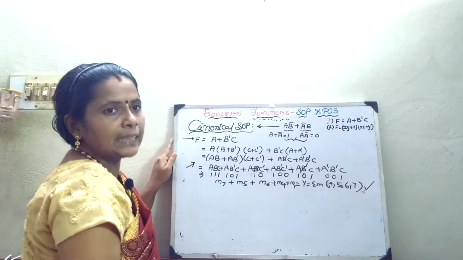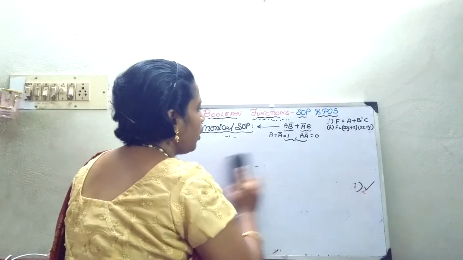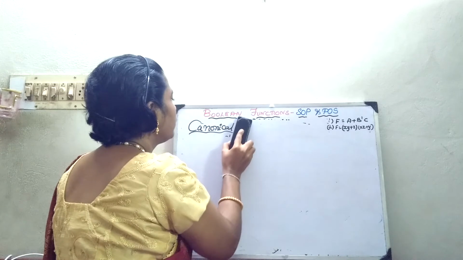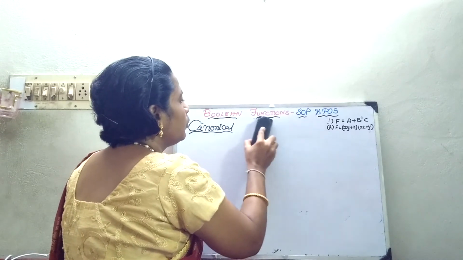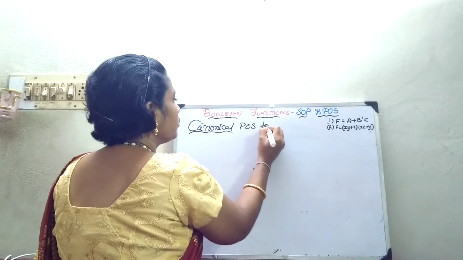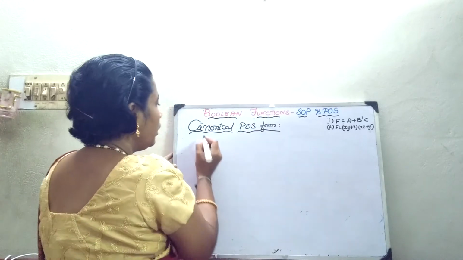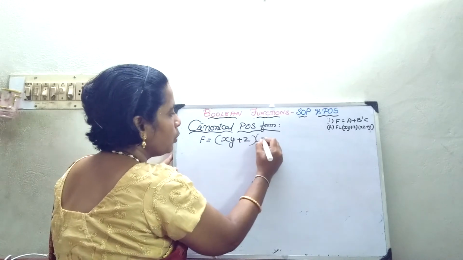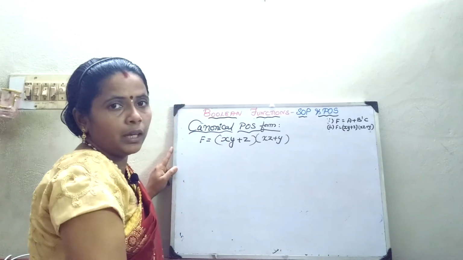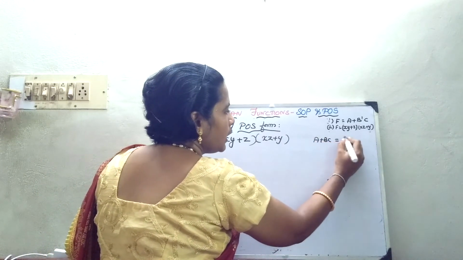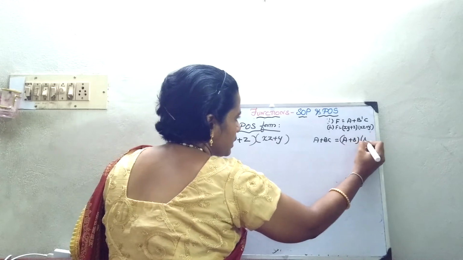Now we will take the second example, that is how to write it in canonical POS form. What is the expression I have taken? It is xy plus z into xz plus y. Okay, so we know what the distributive formula is. What is the distributive formula? A plus BC is nothing but A plus B into A plus C.